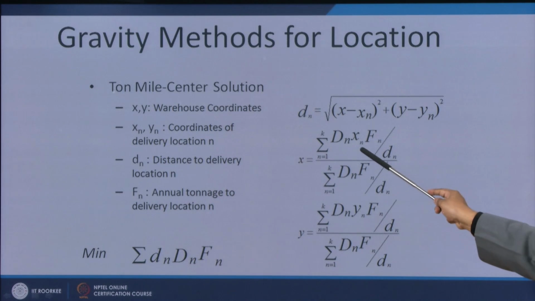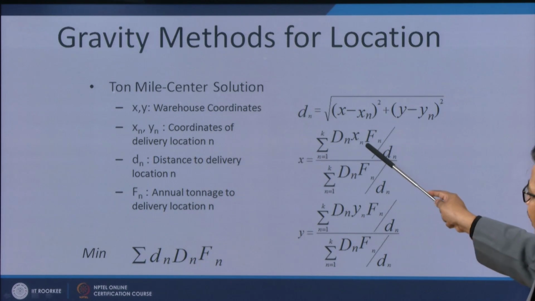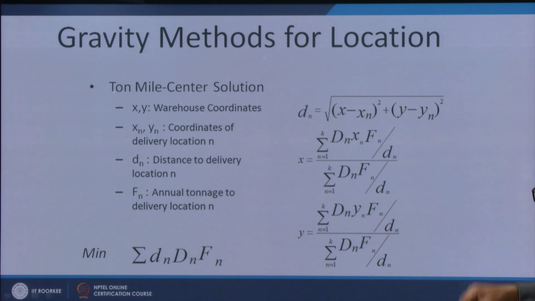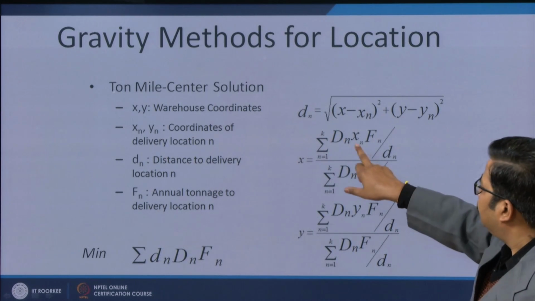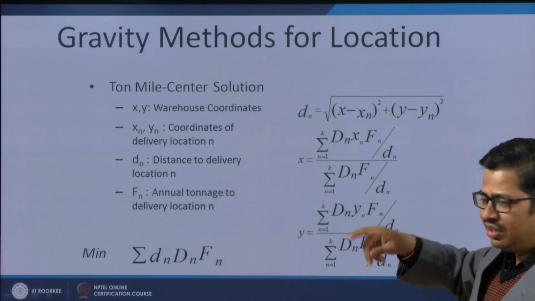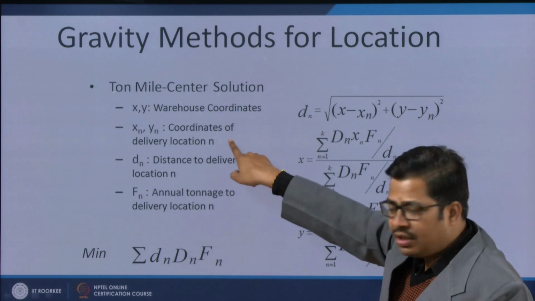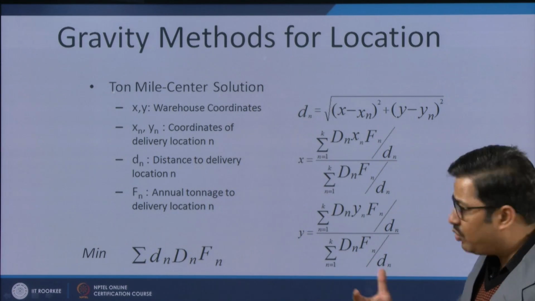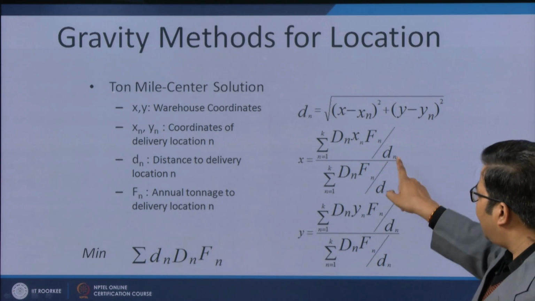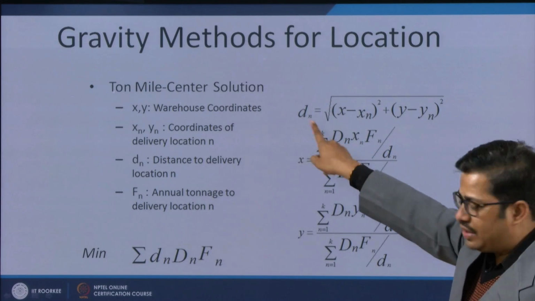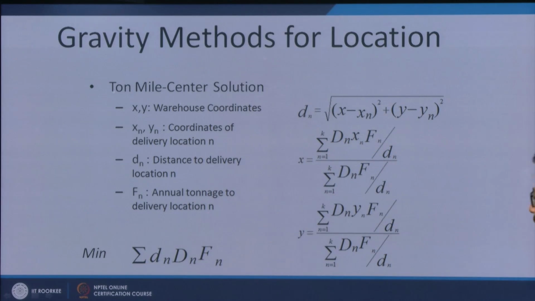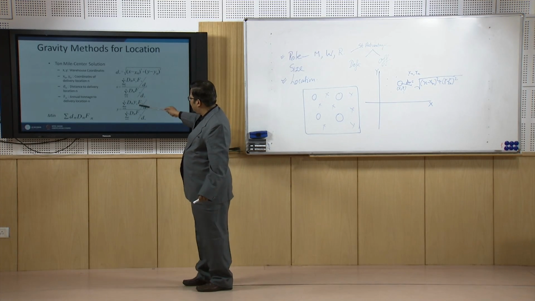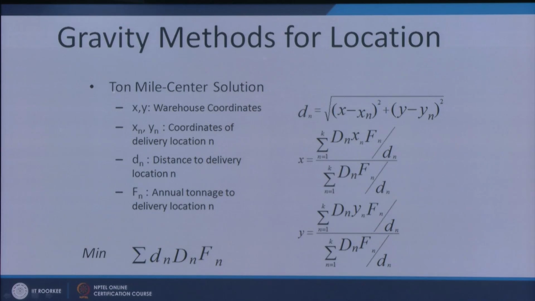Here you see this is dn, xn, fn. dn is the distance, xn is the coordinate of the delivery location, and fn is the total load which I am going to deliver there, divided by this distance, and this is the sigma term, and the same is for the y. So, this is how I will determine the coordinates of x and y.